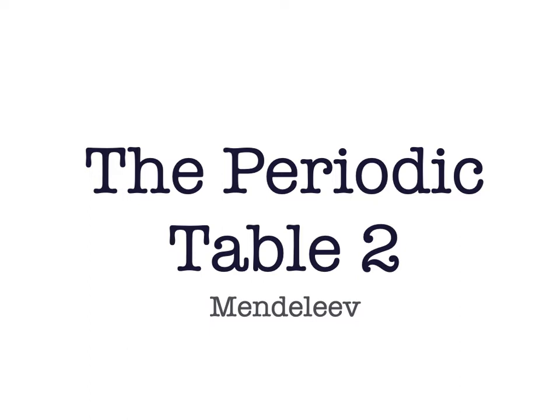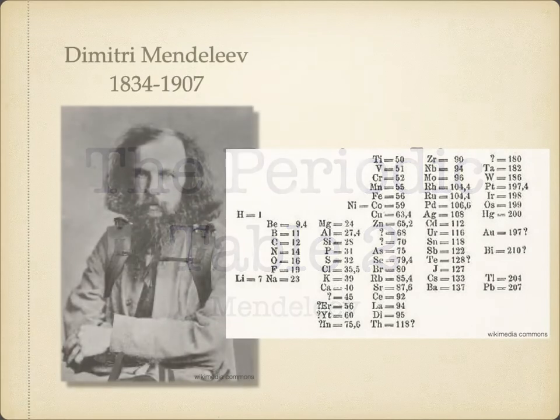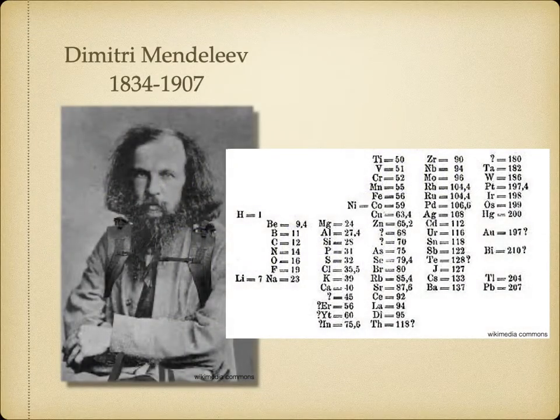There were plenty of chemists and physicists in the late 19th century who were starting to consolidate the data on discovered elements and their various masses and properties. And key among these figures was a Russian by the name of Dmitry Mendeleev.